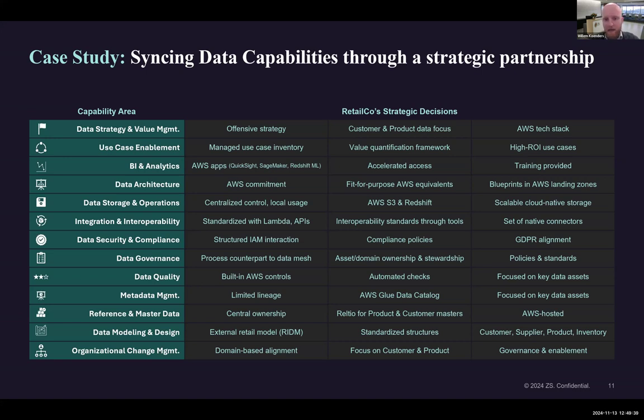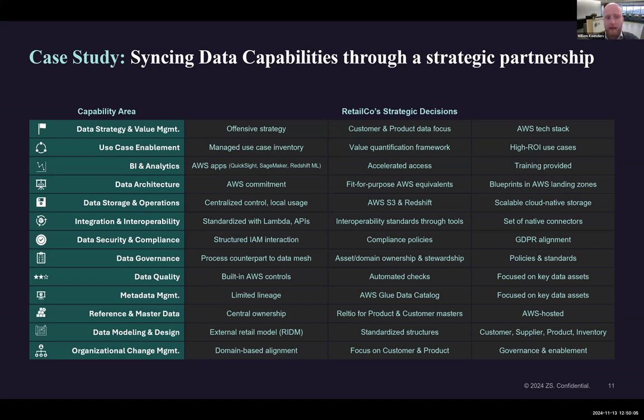In this case, the retail company made a deliberate decision to commit to working with AWS. That was one of the big decisions made as part of the data strategy, because when they considered all of the decisions across these capability areas, that just made sense for them, right? So I'll talk through a couple of them to show you how that worked.